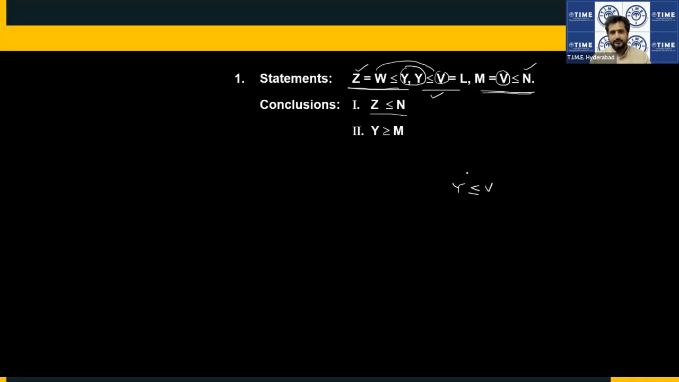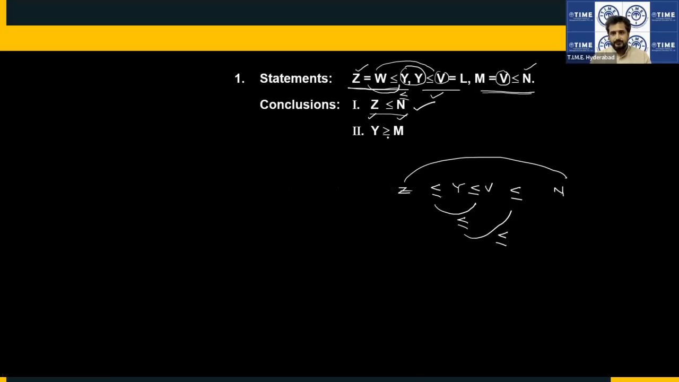Y less than or equal to V. And what are the elements given here? Z and N. So take either side of this expression. What is the relation between V and N? V less than or equal to N. Z and Y, less than or equal to, so Z less than or equal to Y. So what is the relation between Z and N? Less than or equal to and less than or equal to leads to less than or equal to. So Z less than or equal to N. So conclusion 1 follows. Now move on to the second conclusion.